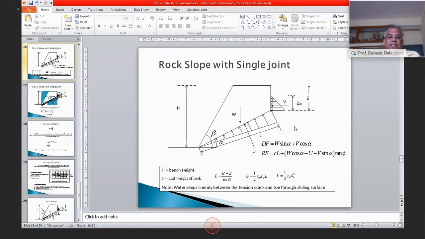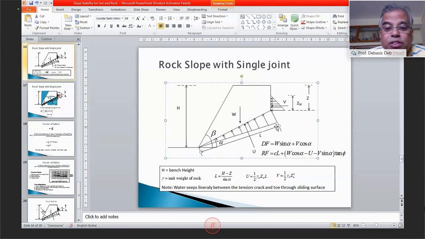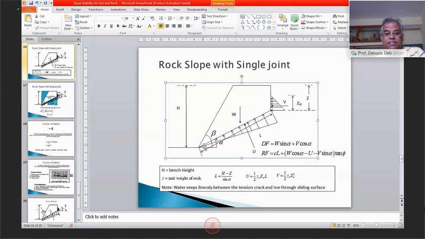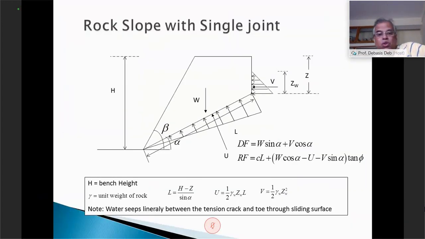So this one will be half of this. This is not L, sorry, this is L. L is not this one. L का थोड़ा गड़बड़ हुआ. This is the length L, okay. ये length along that. Okay. So ये हो गया U and ये हो गया V.